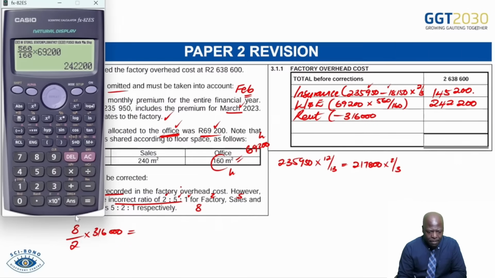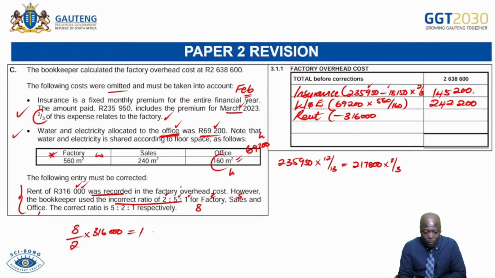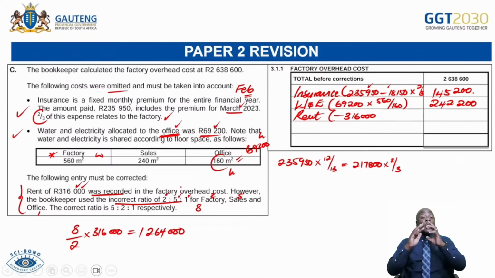All right, so we come here, then we now say what we want is 8, what we have is 2, and we multiply this by 316,000. We want the total before it was incorrectly allocated. That was 1,264,000. So here we have 1,264,000. So we came back to the original amount before it was allocated.